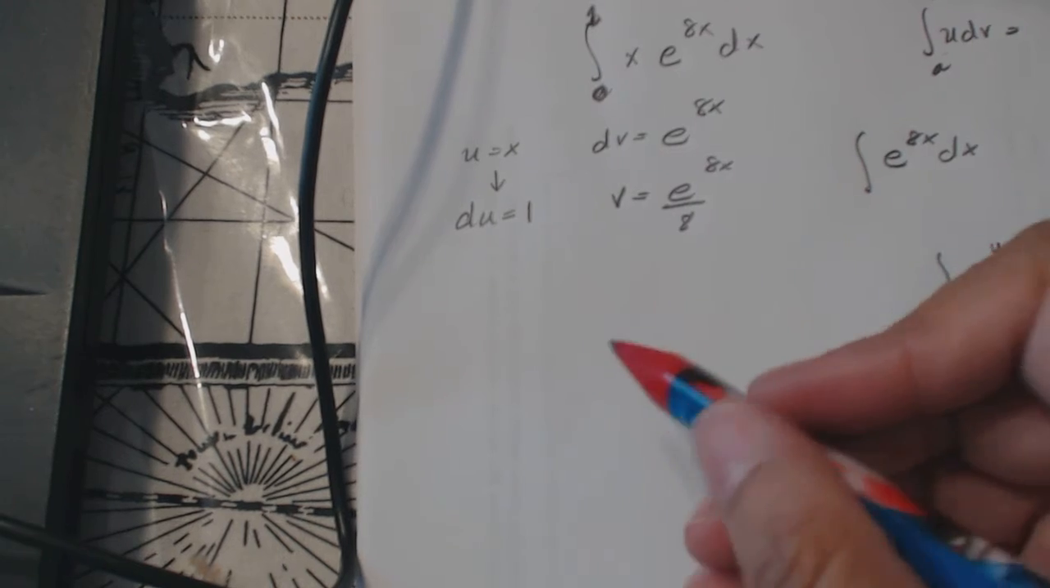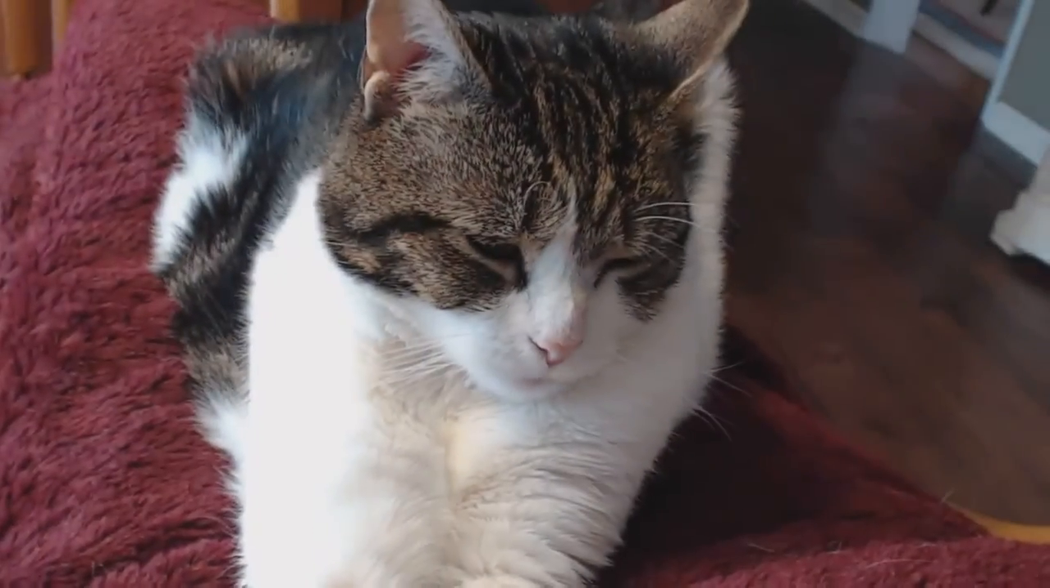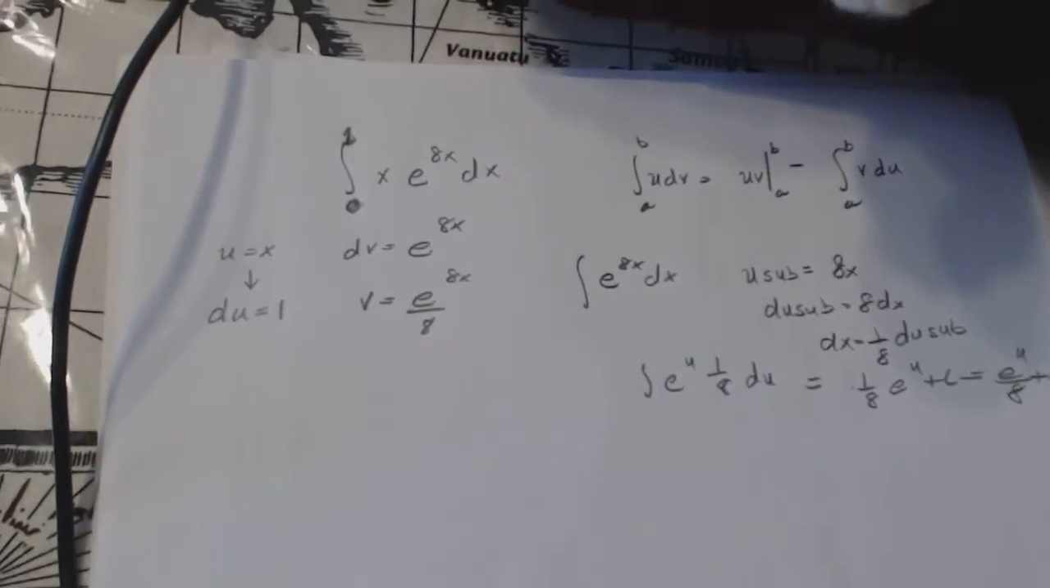Okay, let's do this now. I'm going to plug into the formula. The formula is up here with the paw. The integral from 0 to 1 of u dv is u times v evaluated from 0 to 1 minus the integral from 0 to 1 of v du. See, he looks like you guys do when I'm lecturing too, see? I think he's sleeping.